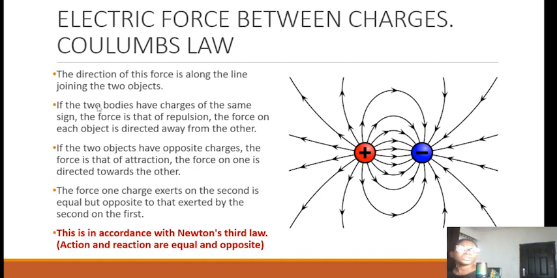Yes, it's along. So if the two bodies have a charge of the same sign, the force is that of what? Repulsion. That was what I just explained. If it was positive and positive or negative and negative, then we don't expect this connection. They can never connect. So these ones are coming like this. Okay, yes, this one will go in.